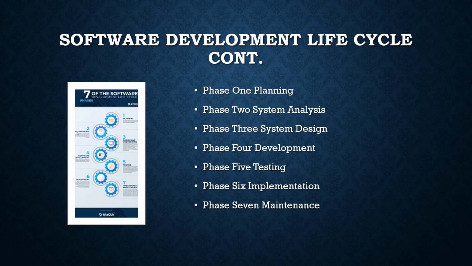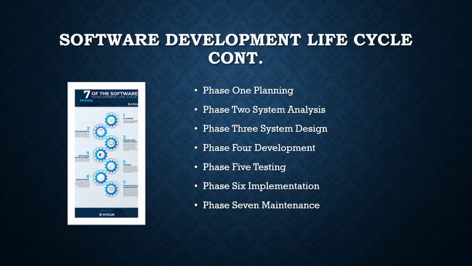Phase 1 is planning. The planning phase is where key decisions are made regarding the overall purpose of the software, how to achieve it, and how to address issues as they surface. Phase 2 is the systems analysis. The systems analysis phase is where the project requirements are taken into consideration in order to analyze and create documentation based on the requirements that have previously been defined in the planning phase.